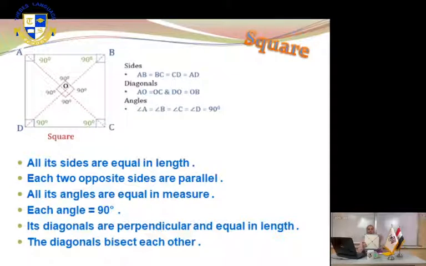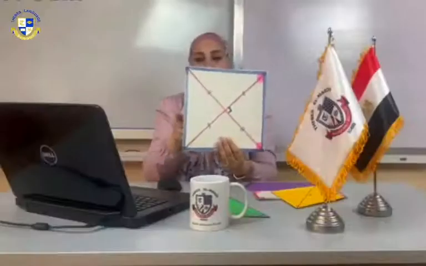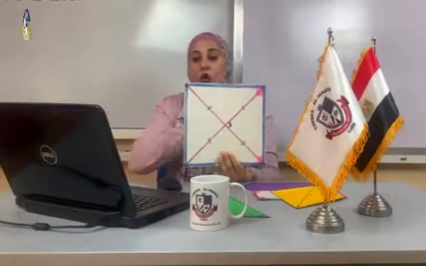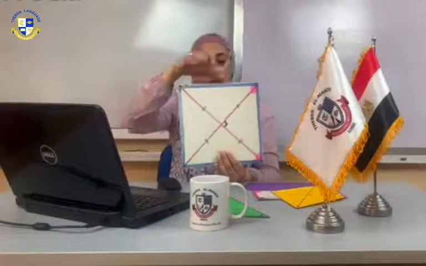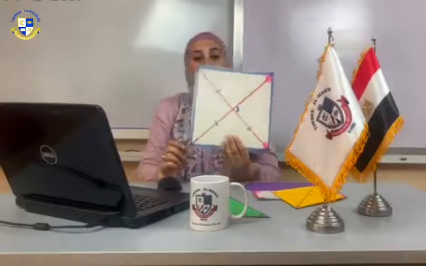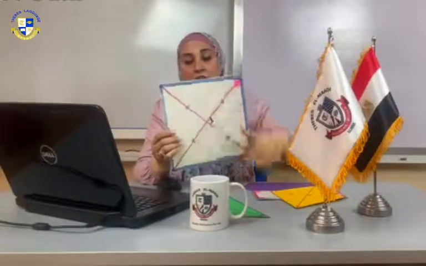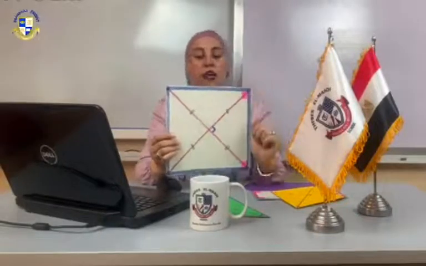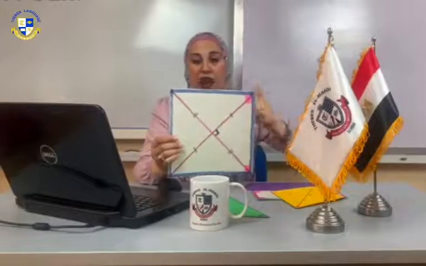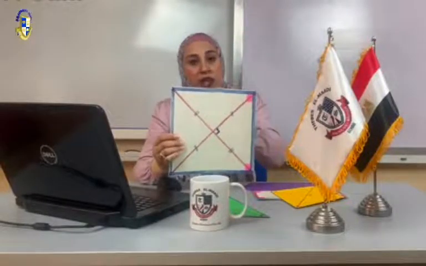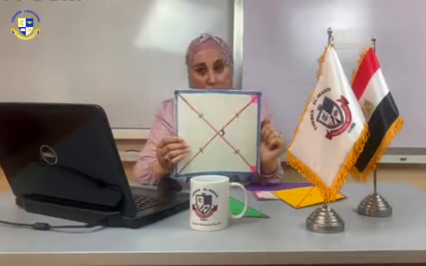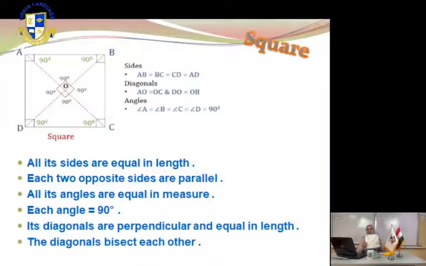The square has all the conditions which we talked about. All its sides are equal in length. Each two opposite sides are parallel, and all the angles are equal in measure. Each of them equals 90 degrees. Here the diagonals are perpendicular and equal in length. Perpendicular like the rhombus, equal in length like the rectangle. Okay, the diagonals bisect each other.